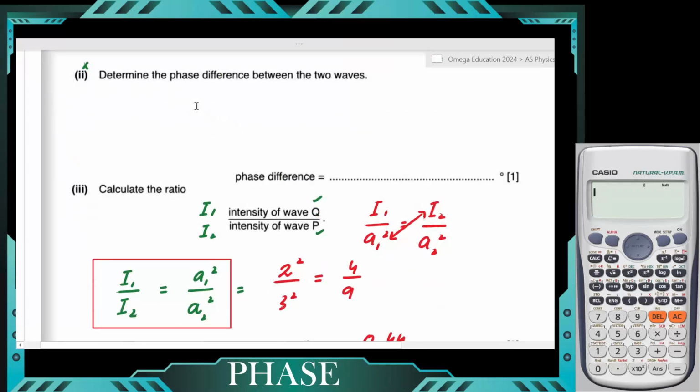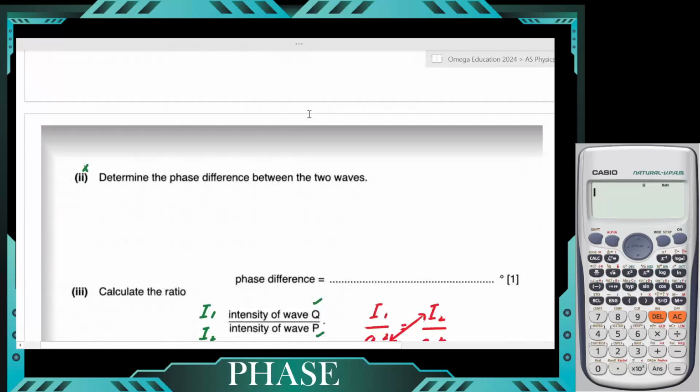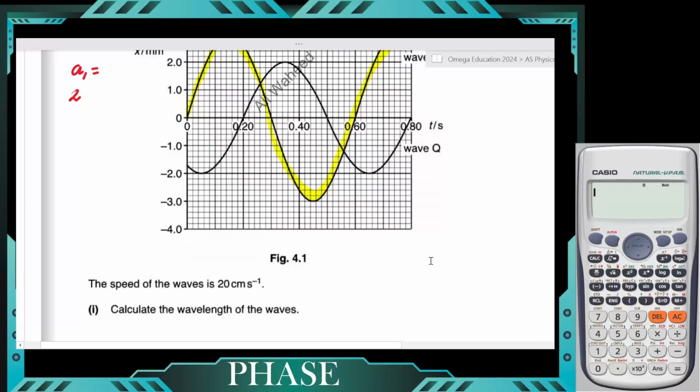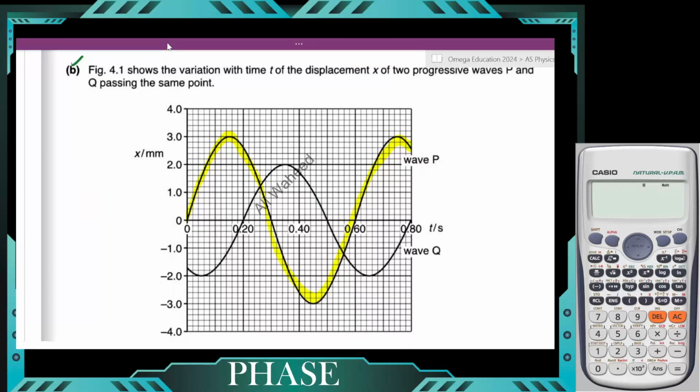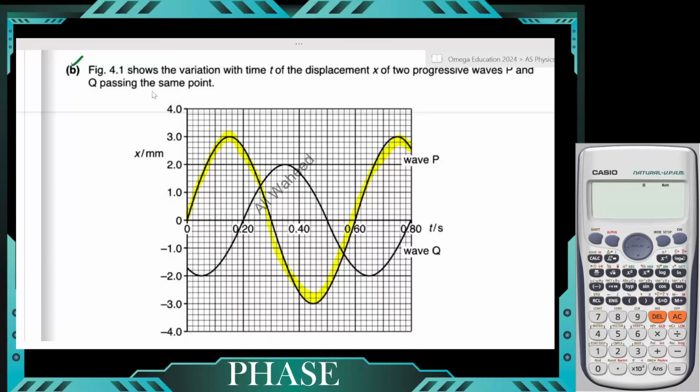So what do we need to find? We need to find the phase difference between 2 waves. We scroll all the way up to the graph and see what graph we have. Do we have displacement-distance? Do we have displacement-time? For example, in this one, we have displacement-time. So we write down the formula accordingly.